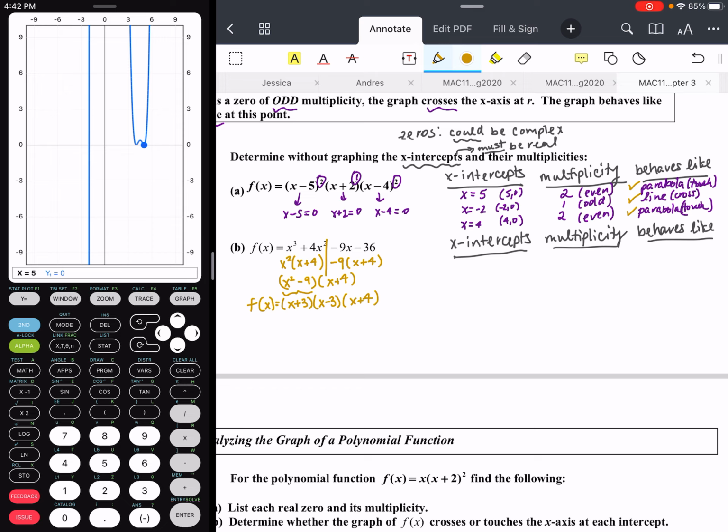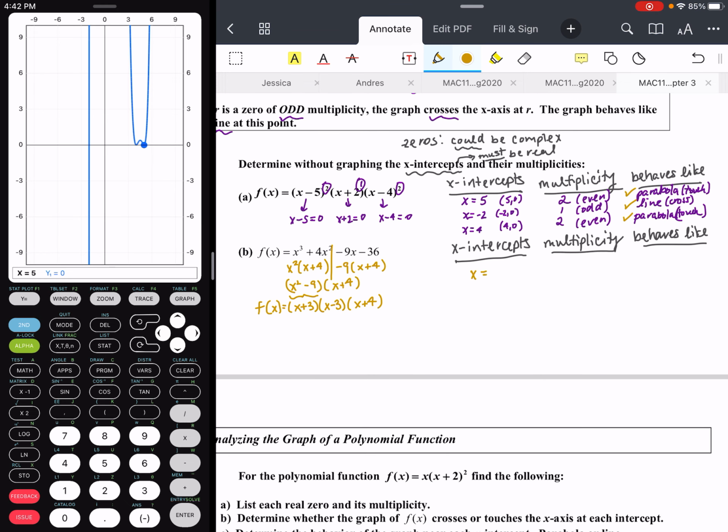So again, for the x-intercepts, setting each of those factors equal to 0: x equals -3, x equals 3, and x equals -4. All of them have a multiplicity of 1 because the exponent on all of those factors would be 1. So they all have a multiplicity of 1, which is odd, odd, odd. So across the board, these guys should behave like a line, and they should cross the x-axis. So true for all 3.